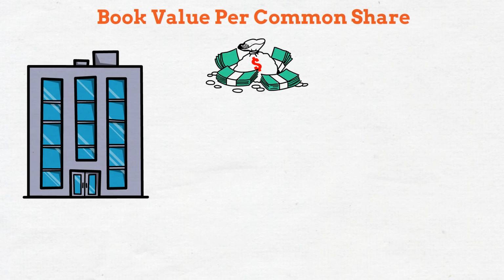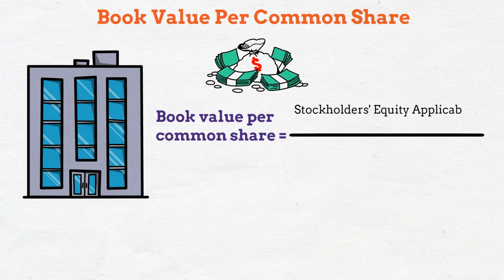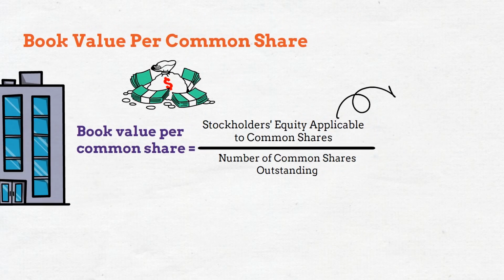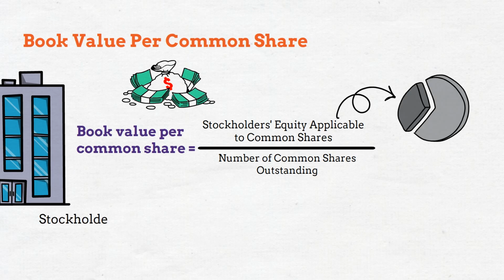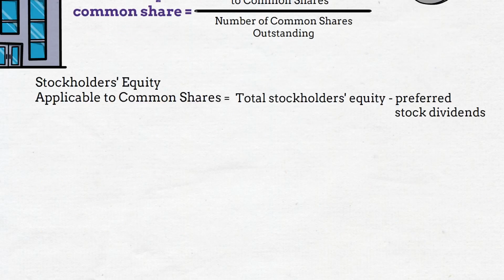The formula for calculating book value per common share is: book value per common share equals stockholders' equity applicable to common shares divided by number of common shares outstanding. Stockholders' equity applicable to common shares is the portion of the company's total equity that belongs to common shareholders. It is calculated by subtracting preferred stock dividends or other claims on the company's assets from the total stockholders' equity.